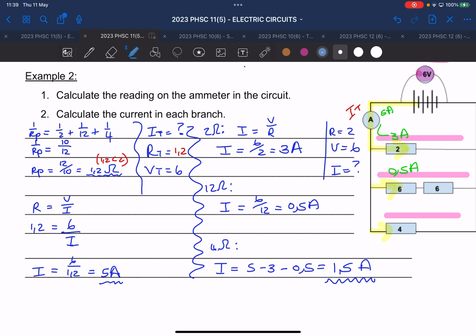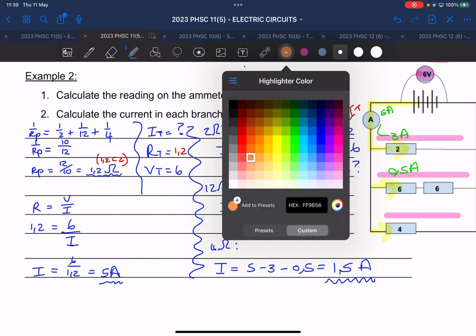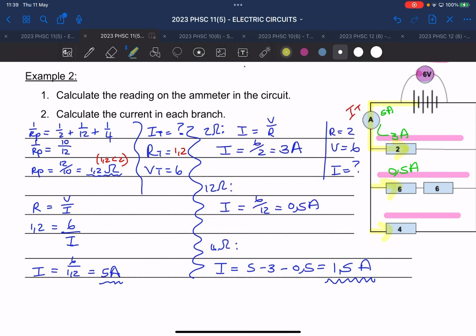Alright. Asking where does the 5 come from. The 5 or the 1.5? The 5 comes from here. That is the total current, and then the current splits up. A bit goes there, a bit goes there, and a bit goes there.